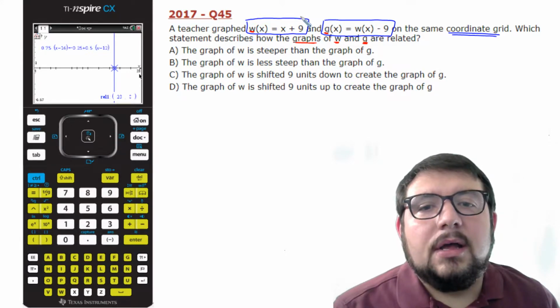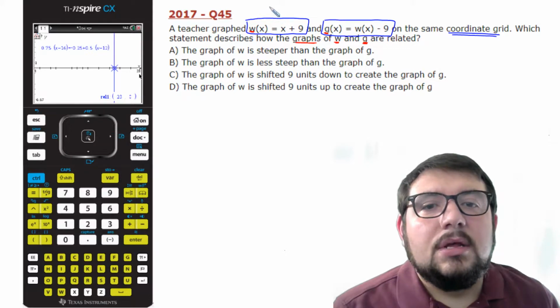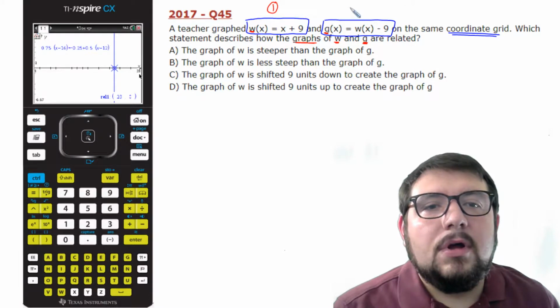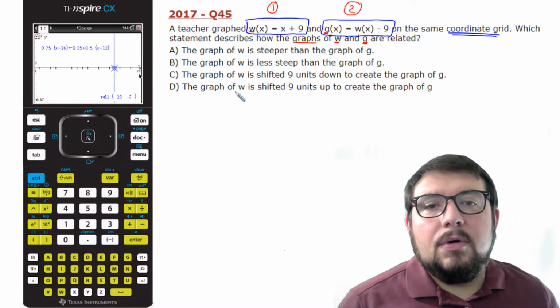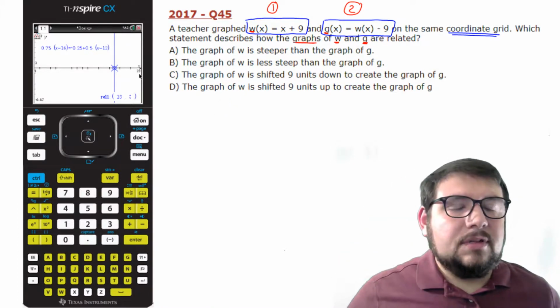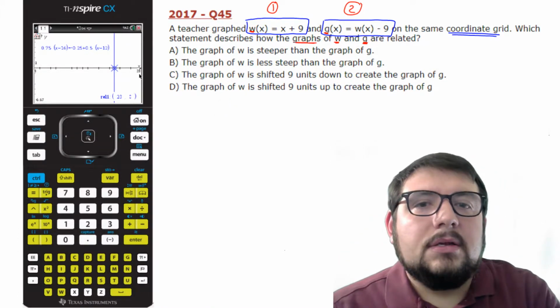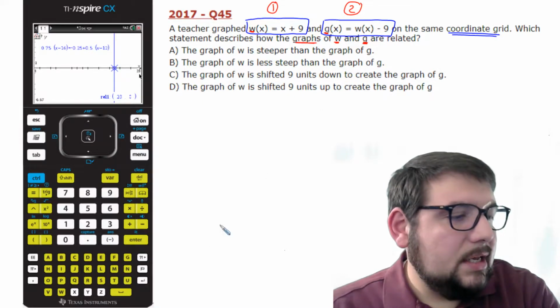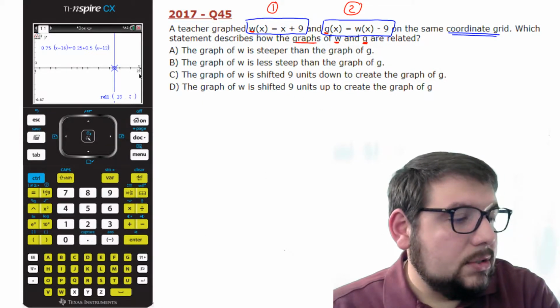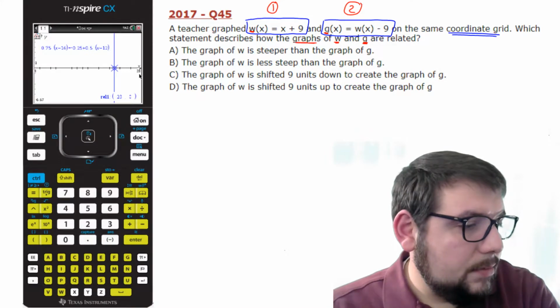Okay, so basically this is a problem that has to do with what's called transformation. So we're going to take a look at what happened to equation number 1 when it turned into equation number 2. What we need to do in this problem is basically just graph this in our calculator. There's a couple of important steps that need to be taken here in order for this to work right. So let me first show you the calculator screen.